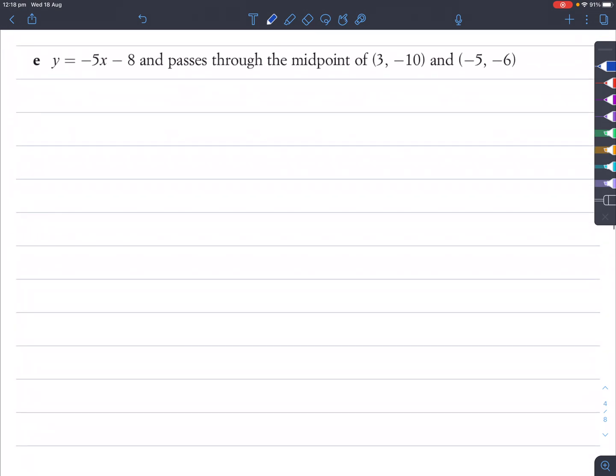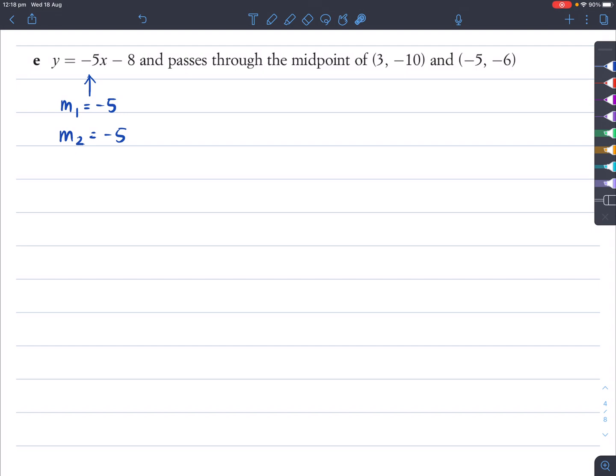Let's go through E. y equals negative 5x minus 8 and passes through the midpoint of 3, negative 10 and negative 5, negative 6. Okay, that's a hard question. So how would I actually do this? Well, I need the gradient first of all of this line, and that's easy because it's already in y equals mx plus b form. So m1 is equal to negative 5. So the gradient that I need also has to equal negative 5. But it passes through the point 3, negative 10 and negative 5, negative 6.